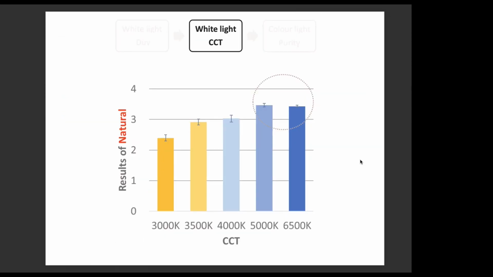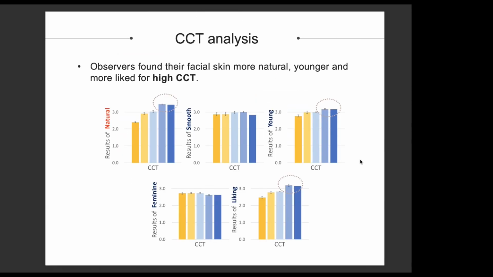Now we would like to compare between CCT. Next slide, please. So for CCT, we think that the naturalness will have a high correlation with CCT because the observers found their face to be natural when they are in the room with a light source of a high CCT. Next slide, please.